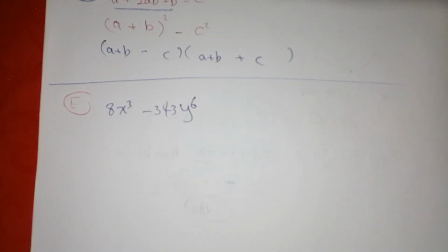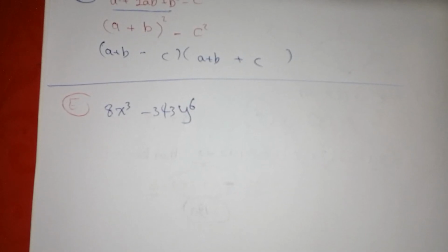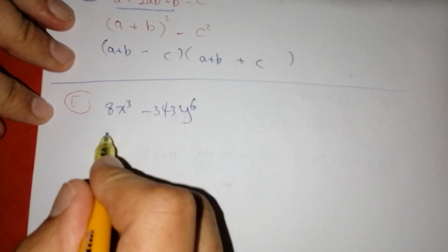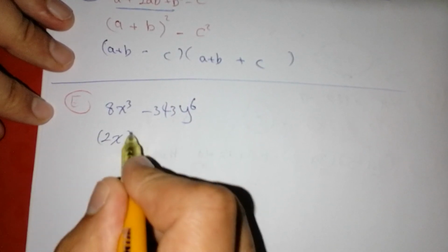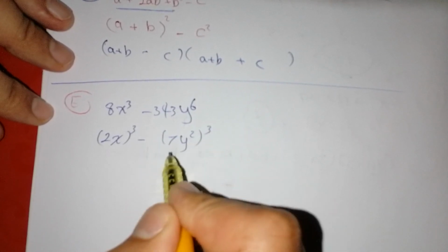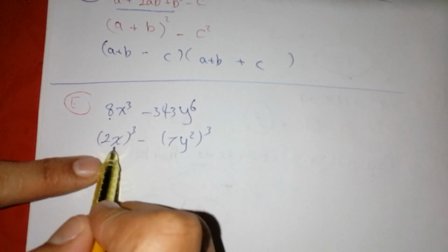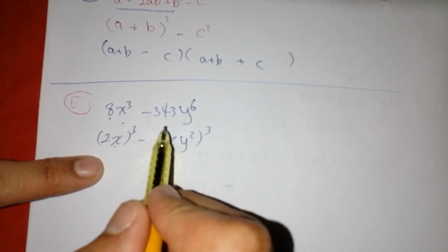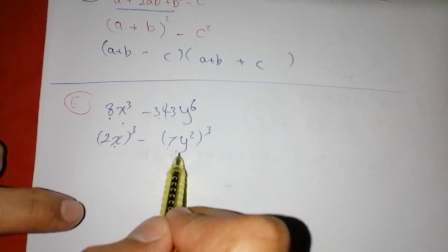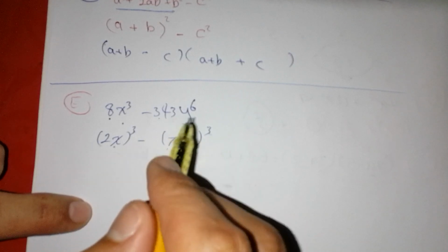Again with number E, we want to solve the question 8x power 3 minus 343y power 6. Yes, I'm hearing the excellent students saying that 343 is 7 all power 3. And we want to put it in the form of 7 all power 3. So 8 can be written as (2x) all power 3 minus (7y power 2) all power 3. Again, 2 power 3 is equal to 8, and x power 3 is x cubed. And 7 power 3 is equal to 343, and then y power 2 all power 3 is equal to y power 6.